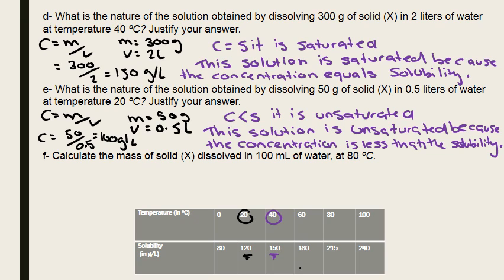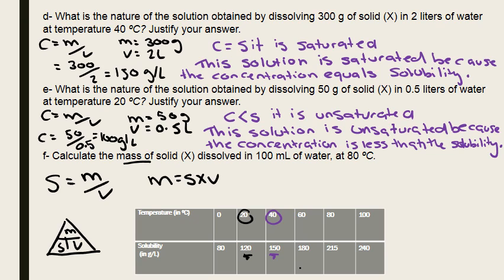Calculate the mass of solid X dissolved in 100 ml of water at 80 degrees. So, remember, solubility equals mass divided by volume. And if you want to use the triangle to help us, it looks something like this. Okay, we need the mass. So the mass, rearranging the equation, is mass equals solubility times volume. Now, we know the solubility, we can use our table here, because it says at 80 degrees, so we know that the solubility at 80 degrees is 215.